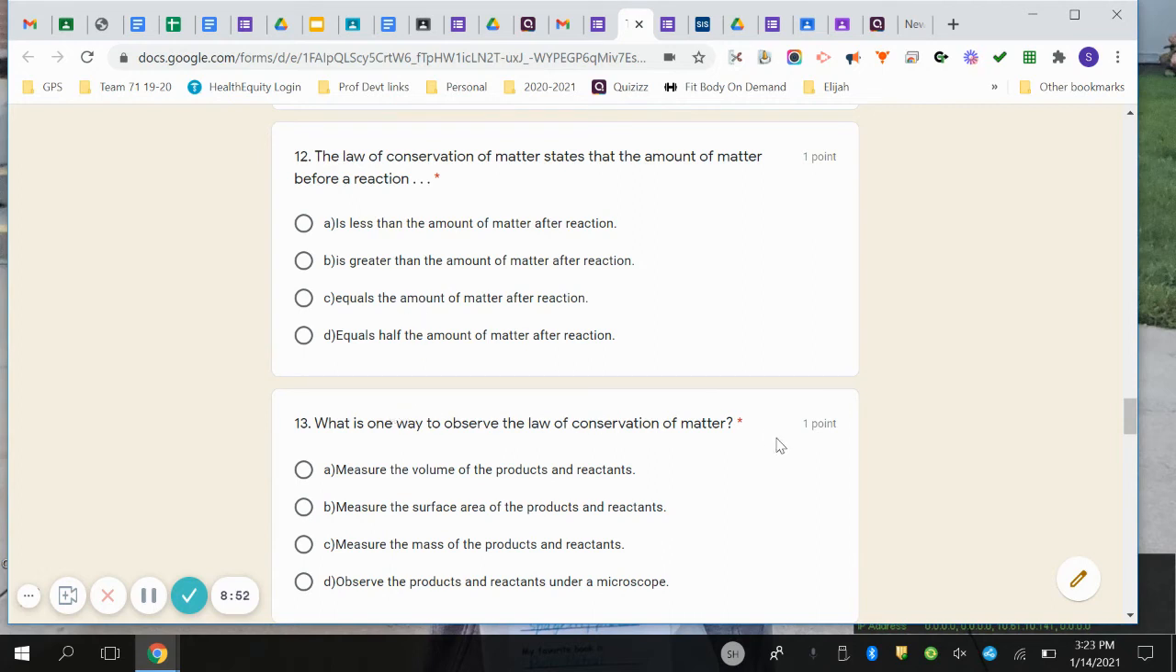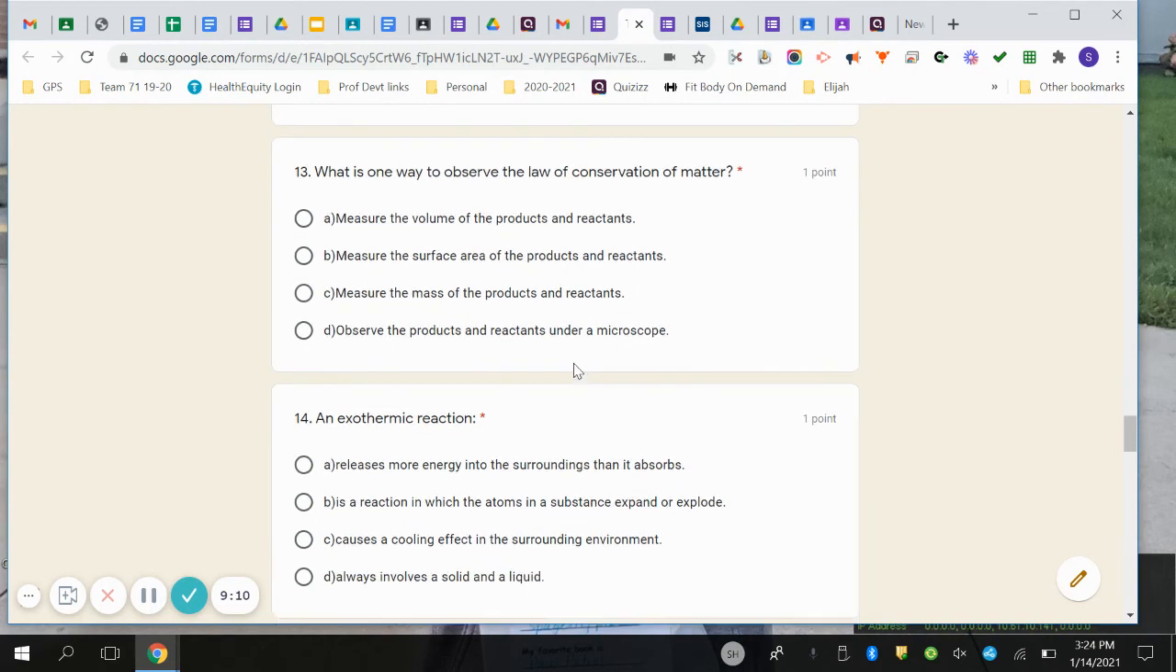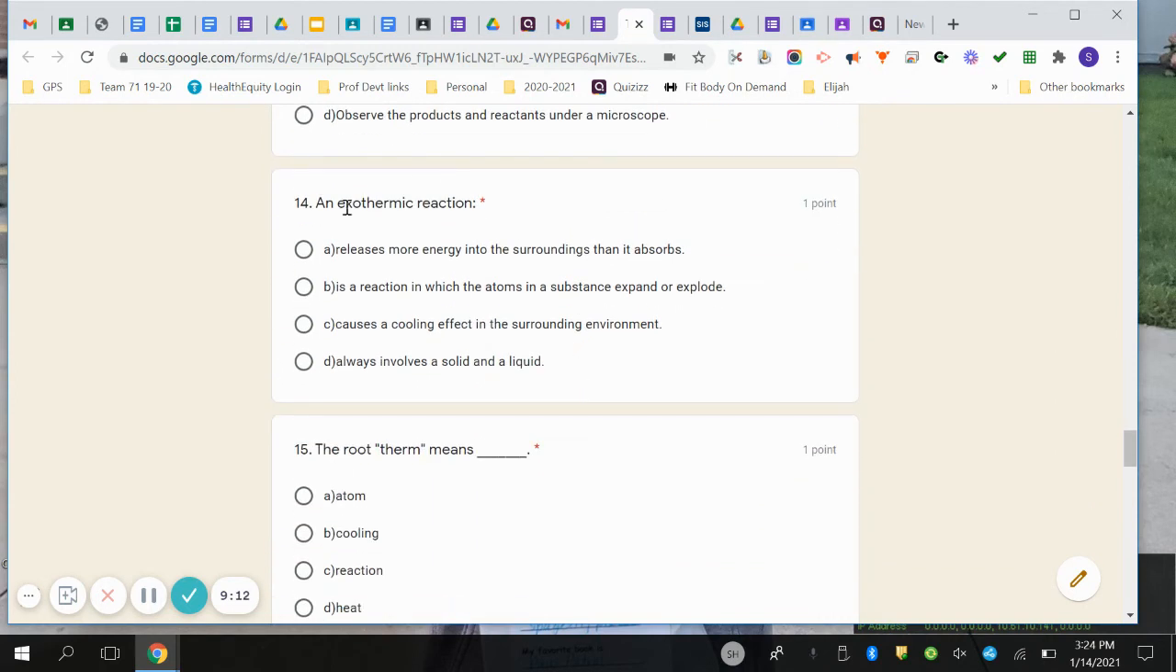What is one way to observe the law of conservation of matter? Measure the volume of the products and reactants. I already told you we're not dealing with volume, we're dealing with mass. Measure the surface area of the products and reactants. Measure the mass of the products and reactants. Observe the products and reactants under a microscope. Think logically on that one, people.